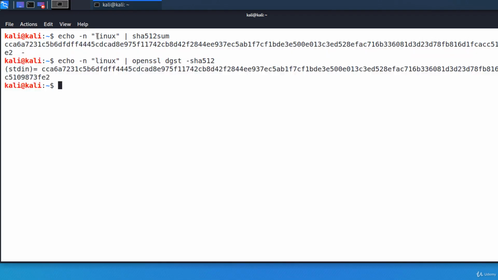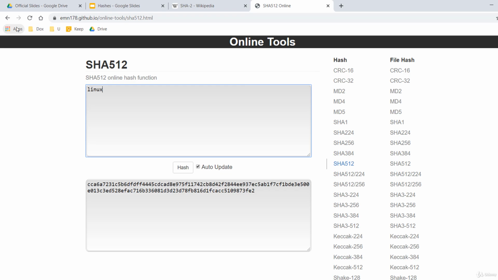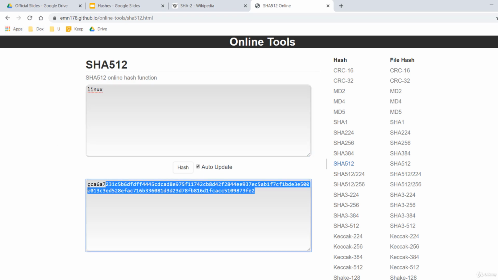In these examples, I've calculated the hash of the word Linux in two different ways, using the SHA-512 sum command and using the OpenSSL command. It's the same hash. If I calculate the hash using an online tool, we get the same result.